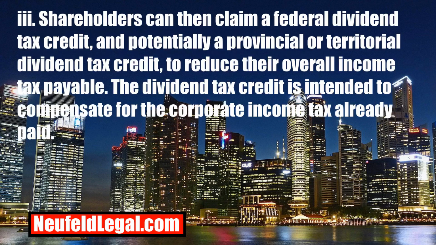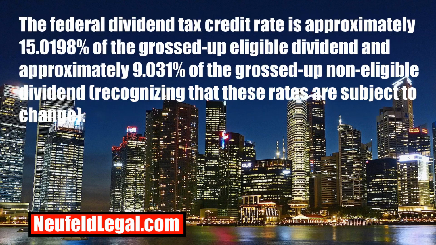3. Shareholders can then claim a federal dividend tax credit and potentially a provincial or territorial dividend tax credit to reduce their overall income tax payable. The dividend tax credit is intended to compensate for the corporate income tax already paid. The federal dividend tax credit rate is approximately 15.0198% of the grossed-up eligible dividend and approximately 9.031% of the grossed-up non-eligible dividend, recognizing that these rates are subject to change.